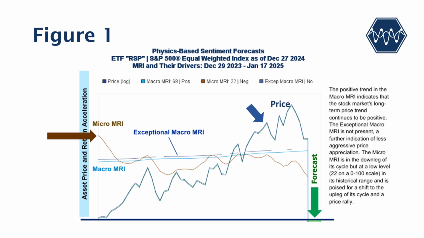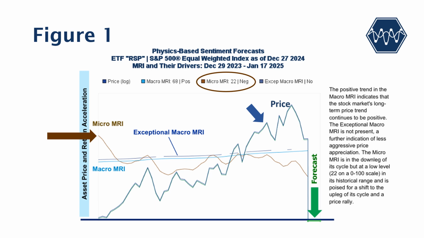The micro MRI is shown as the brown line. This indicator highlights shorter-term price trends, typically lasting several weeks, and tracks the week-to-week movements of the market. It moves in cycles, with its slope, or trend, and its level being key indicators. Its current level is represented by a score ranging from 0 at the low end to 100 at the high end. Both the current score and slope, whether positive or negative, are displayed in the legend. A trough at a low level signals an attractive short-term buying opportunity, while a peak at a high level indicates an attractive short-term selling opportunity.